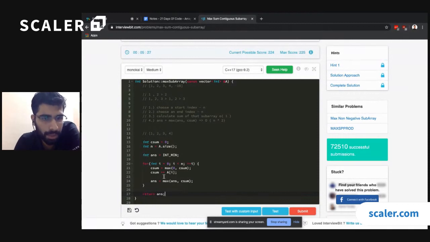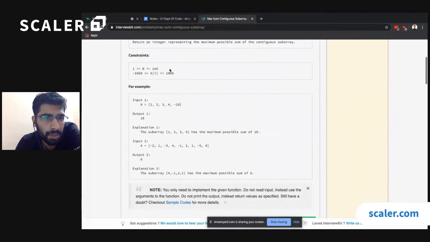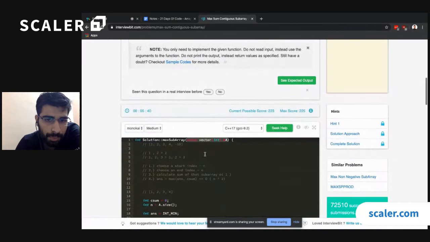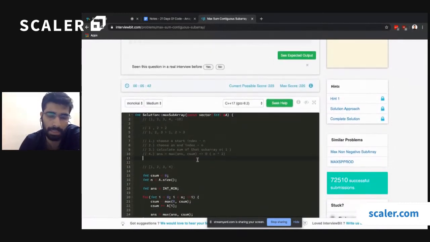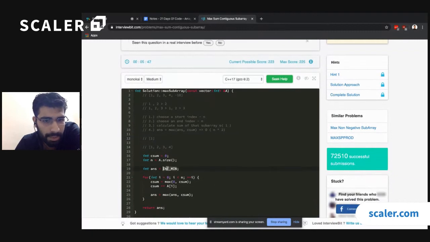This should work, but let us consider the edge cases. Suppose the size of the array is 0. In that case, the answer should be 0, but we are given that the size of the array is minimum 1. So suppose the size of the array is 1, that means the array is only 1. I will say answer is equal to int min. This loop will go only to index 0. Current sum will remain 0, so current sum plus equals 1, and the answer will be 1. I think this should work.